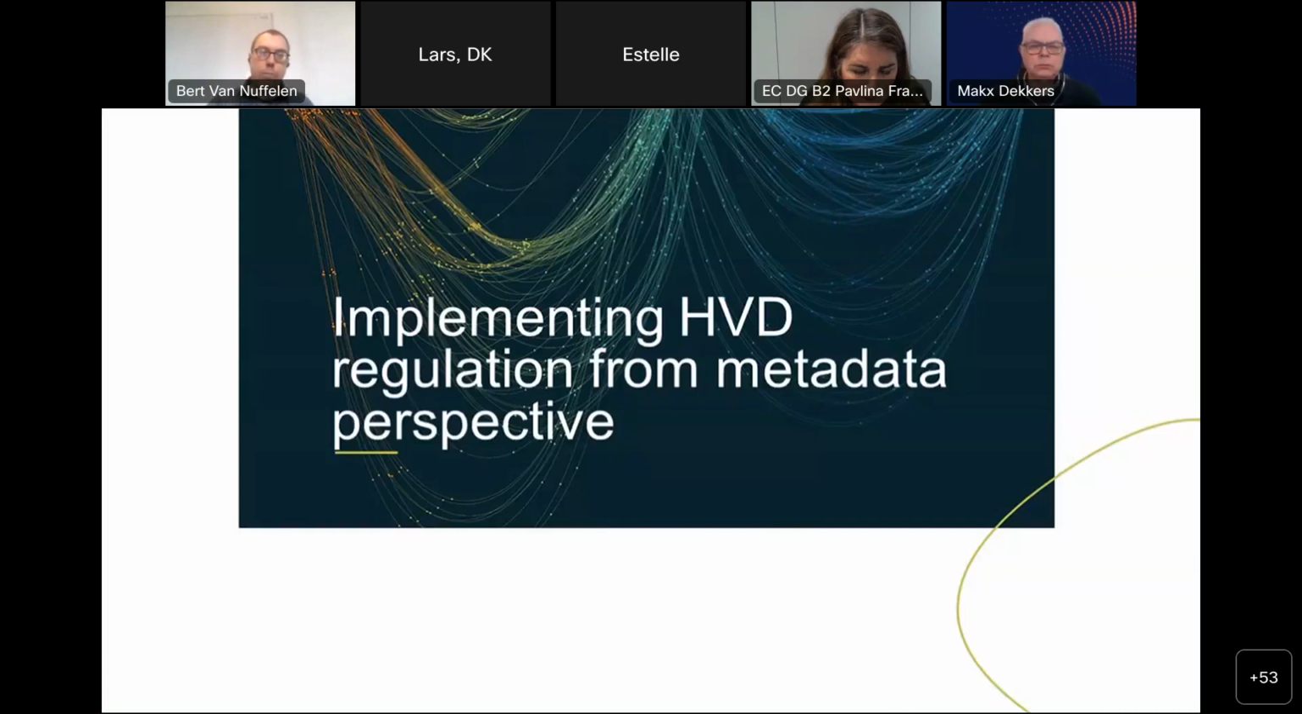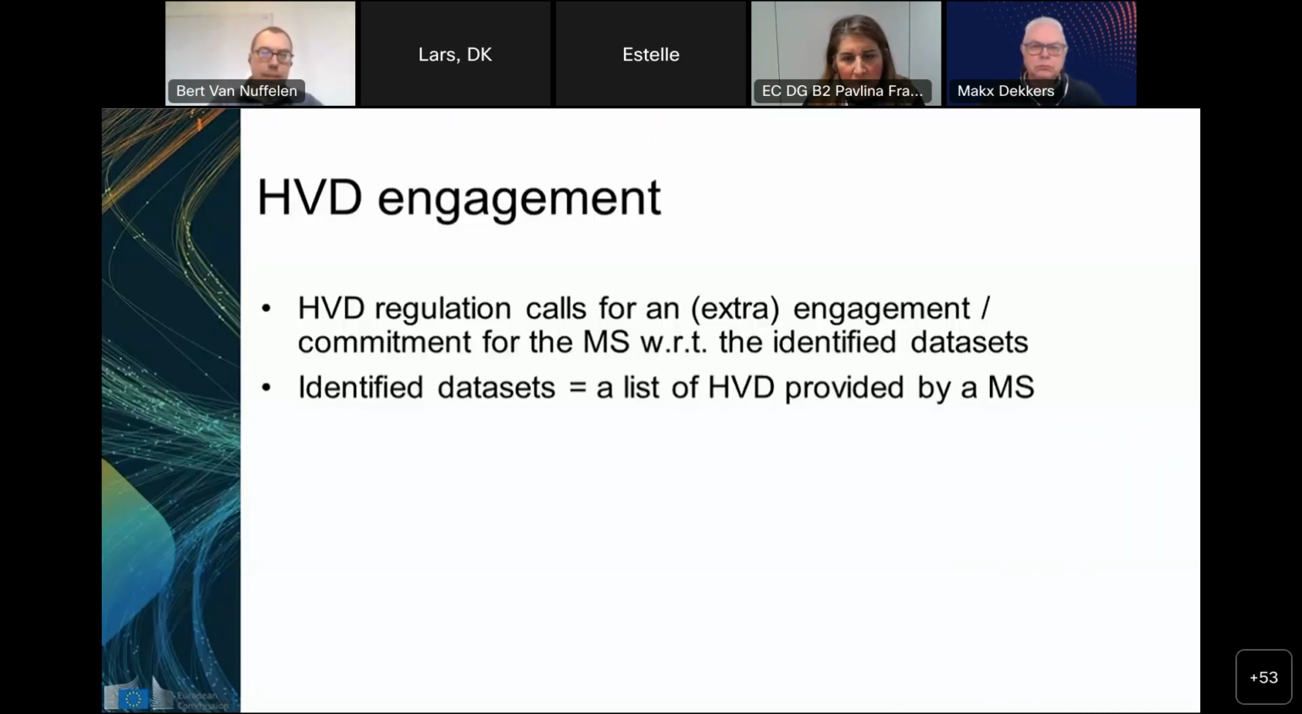If we go back, this is the first lesson learned: we realized that the implementing regulation on high-value datasets answers some questions on how to approach it and what to do. Therefore we want to present a more in-depth flow on how you can do it.